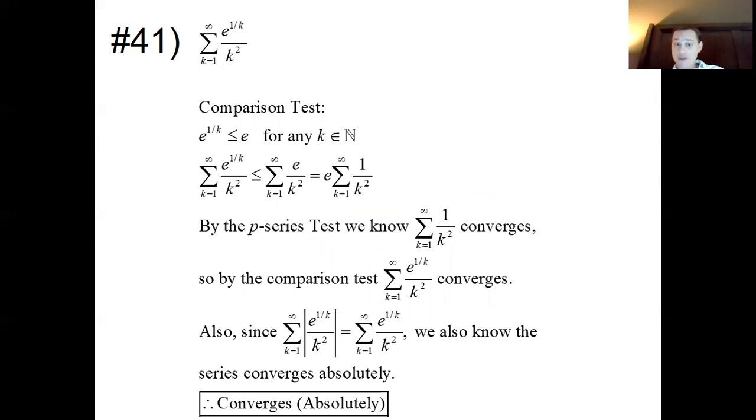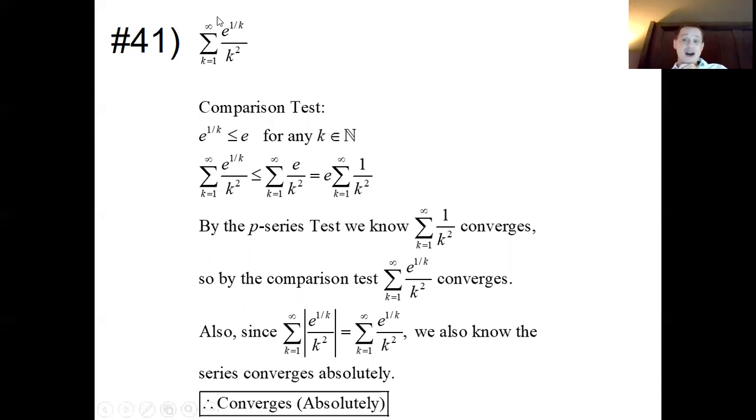Here's a freebie from your homework. The sum from k equals 1 to infinity of e to the 1 over k squared. Whoa. How would you tackle something like this? Well, here's some complicated stuff. Let's see here. First of all, apparently I'm going to go down the comparison test.